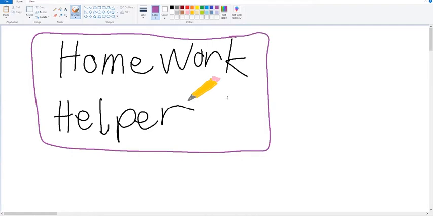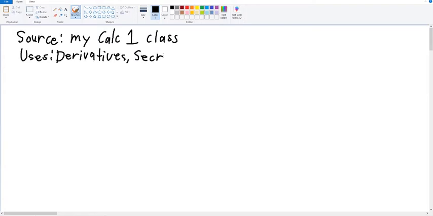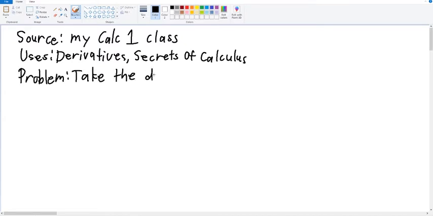solve them. This one is actually one of my homework problems from when I took Calc 1, which is about derivatives. This problem uses derivatives, and I'm basically going to show you how the stuff from the Secrets of Calculus series is used. So the problem is fairly simple. Take the derivative of this function.